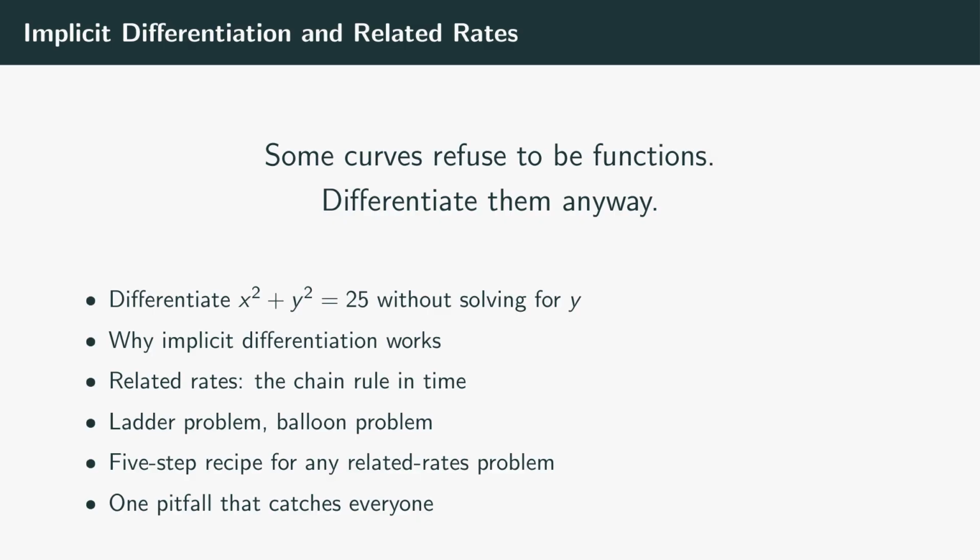Then we'll use the same idea in time. If two geometric quantities are related and both depend on t, the chain rule gives us one rate from the other. That's the whole content of related rates: ladder sliding down a wall, balloon inflating, a 5-step recipe, 2 worked examples, and 1 pitfall. Let's go.